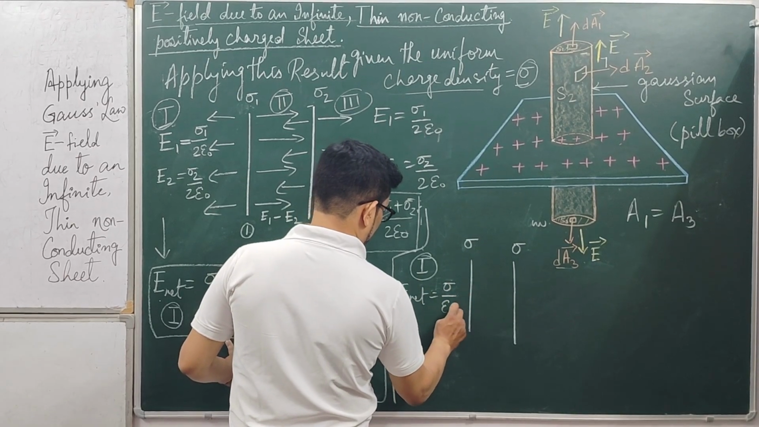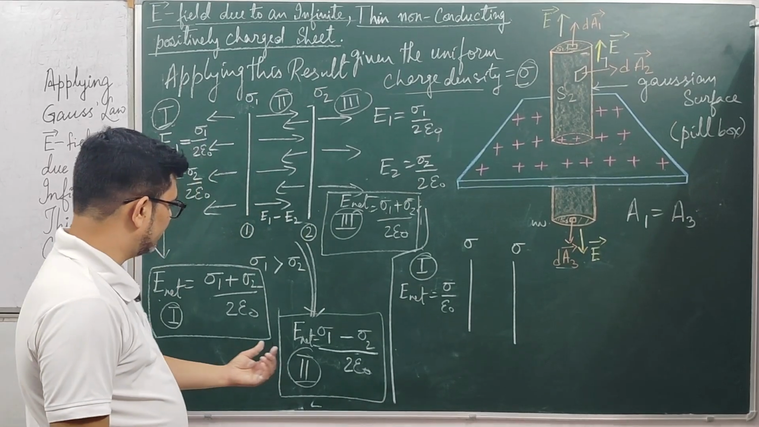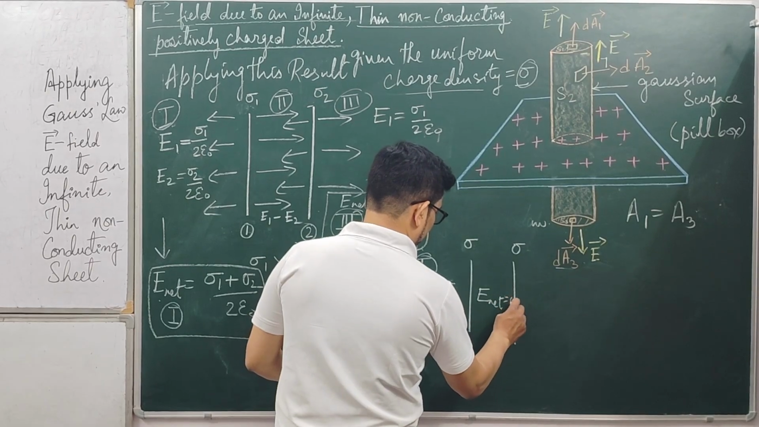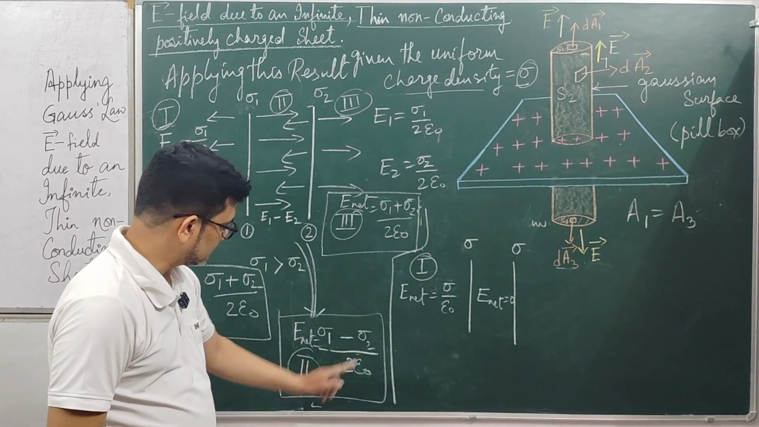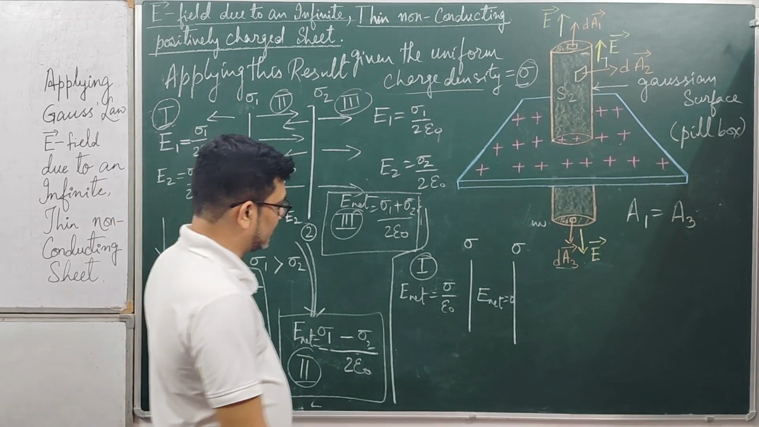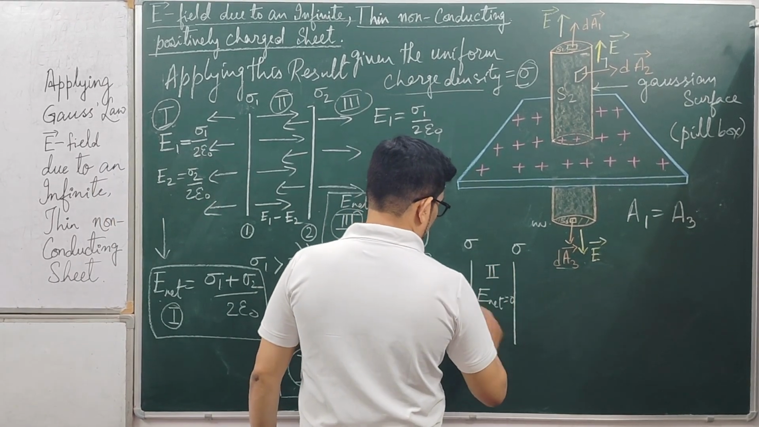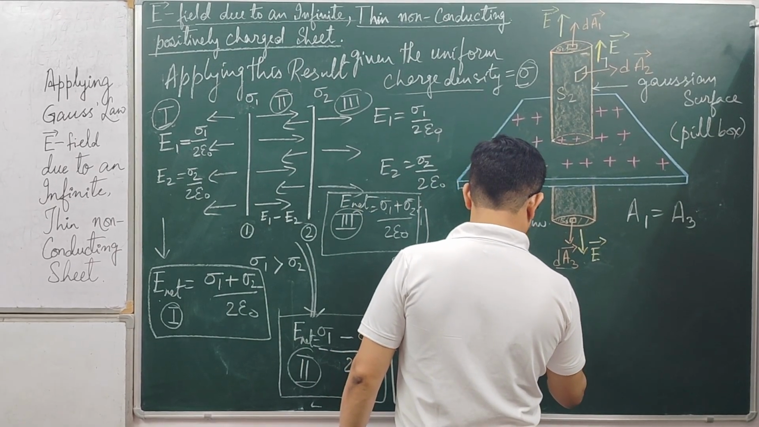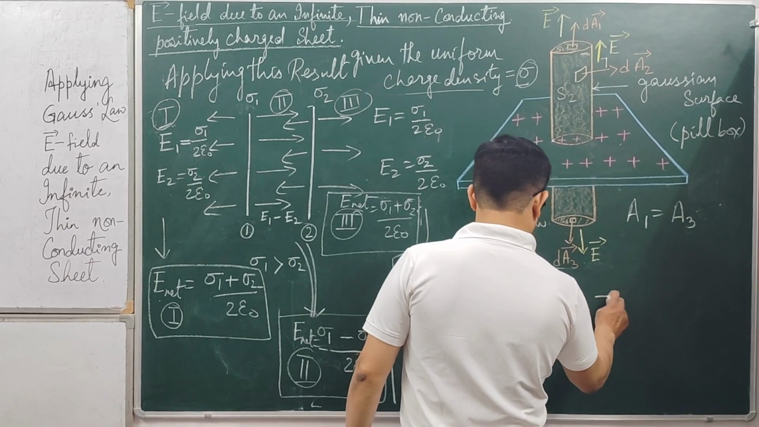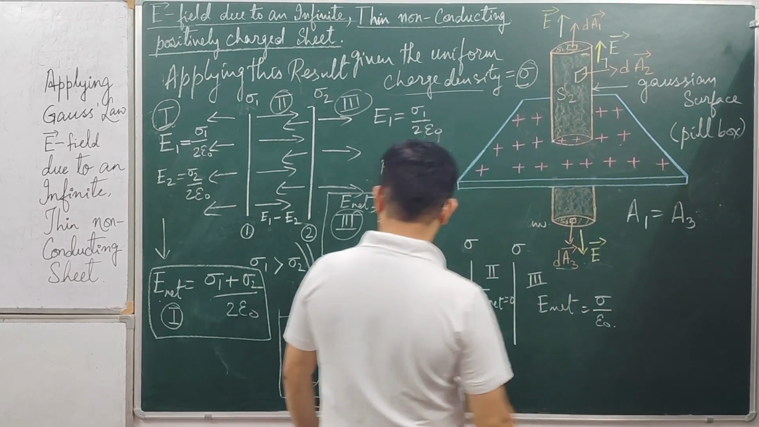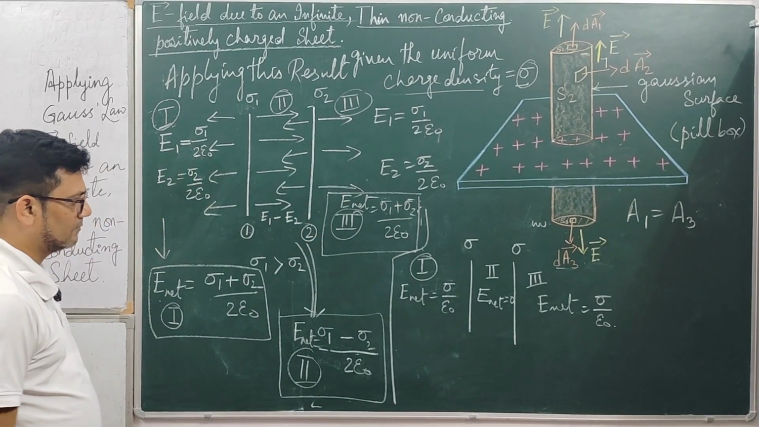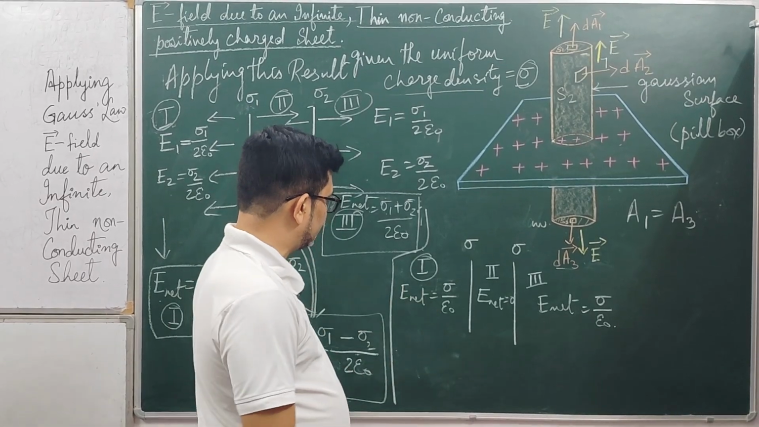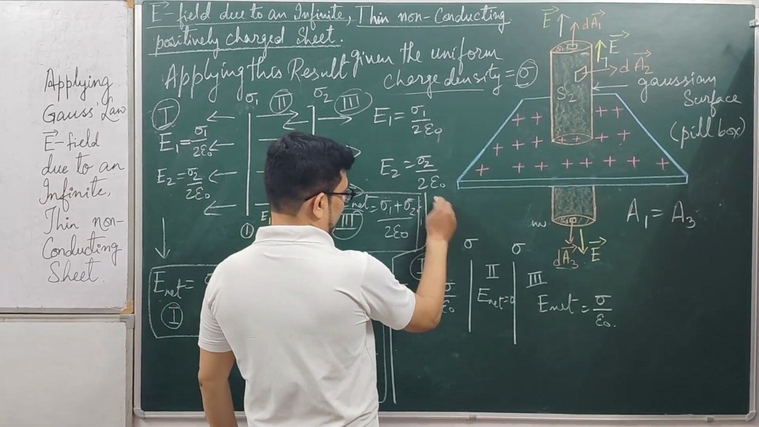sigma by epsilon naught. So what's going to be in the middle? In the middle, this E net would be 0. Why? Because sigma 1 minus sigma 2, it's cancelling out, so it becomes 0 here in region 2. Here similarly, in the third region you would have E net as sigma over epsilon naught. Why? Because this is adding up. Okay, now this is the second case. This is the second application that we have discussed.